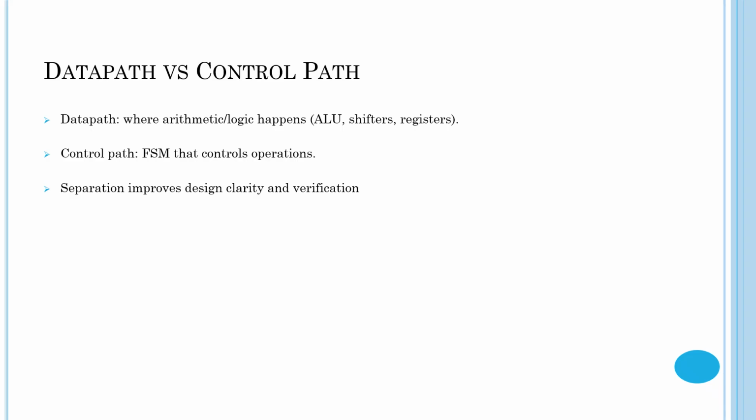So, in summary, the data path is where operations happen, the control path decides the sequence, and together they form the complete hardware behavior of the system.